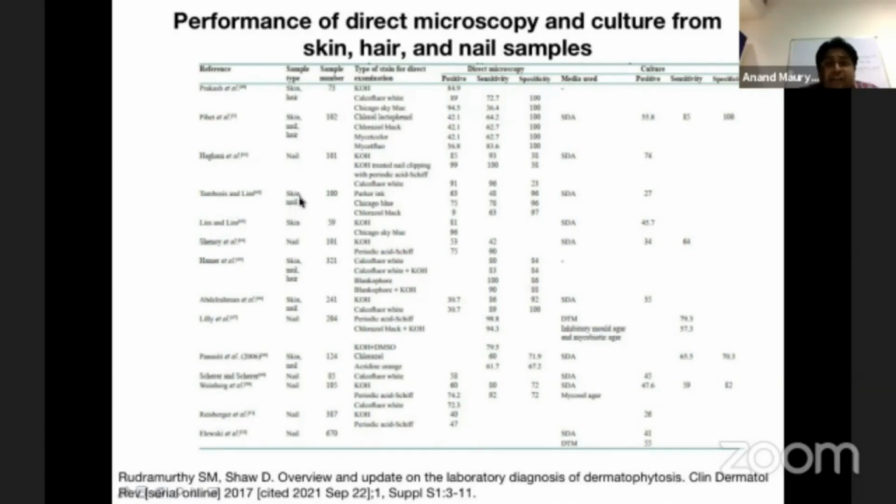In the case of the skin and the nail, they used direct microscopy examination and found culture positivity of around 27%. The sensitivity of direct microscopy is 63% with the Parker stain, 91% with calcofluor, and 75% with Chicago blue. So this is a very good table. You can understand, for the samples, what the sensitivity and specificity are under the microscope, and what the positivity is under the culture.